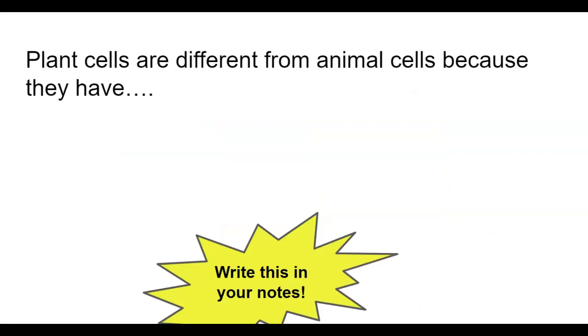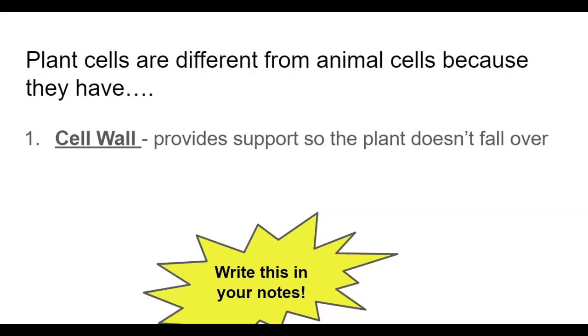So we're going to go ahead and write these down in our notes. So what I need you to do is copy this sentence up top. Plant cells are different from animal cells because they have, and we're going to write down those differences. All right, the first thing that you guys told me plant cells have, they have a cell wall.